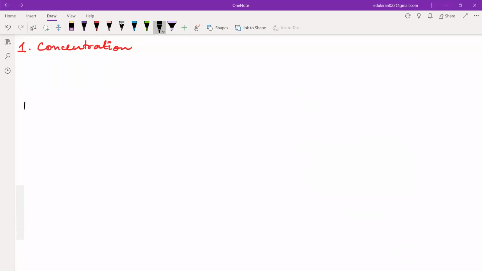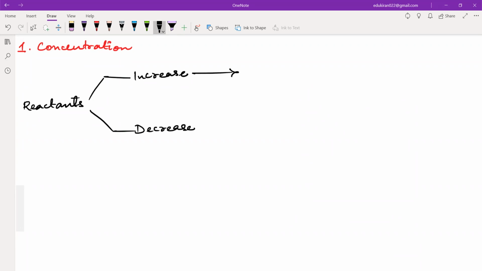So we have two things. We have reactants. We can either increase the concentration of reactant, or decrease the concentration; this is the change done by a human. Now, if I increase the concentration of reactant, then what is going to happen? It will move towards the forward direction.